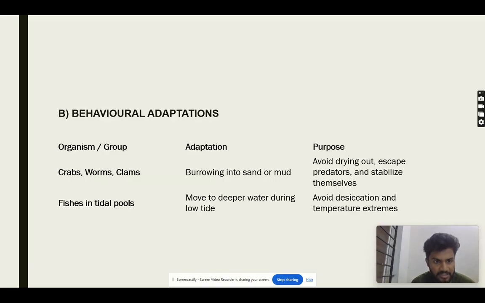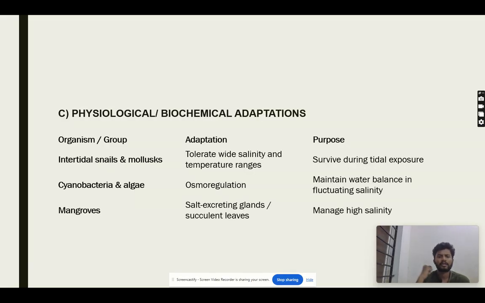Then come the physiological or biochemical adaptations. The intertidal snails and mollusks tolerate wide salinity and temperature ranges. Their survival adaptation is done basically by the shells within which they survive tidal exposure, salinity, and other things. In cyanobacteria and algae, osmoregulation is there, maintaining electrolytes and other things within the body.